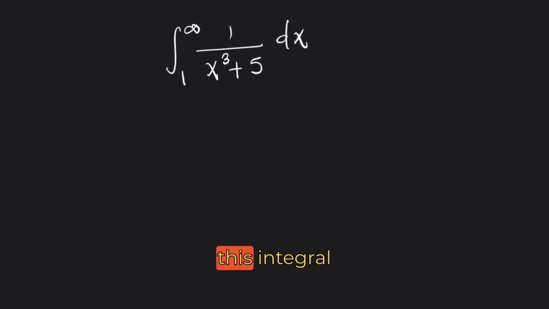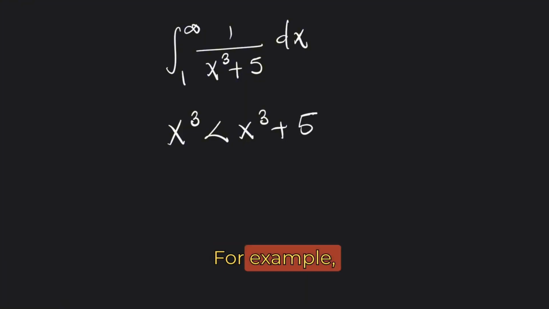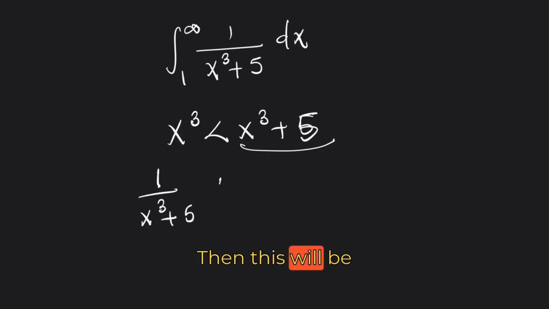Let us determine whether this integral converges or not. The interest is not finding the value of this integral, but to see whether it converges or not. So obviously you can see that x to the power 3 is less than x to the power 3 plus 5. For example, if x is 0, this is just 0 less than 5. That holds, right? Because x to the power 3 plus 5 is bigger, when we take the reciprocal it will come in the denominator, and 1 over (x to the power 3 plus 5) will be less than 1 over x to the power 3.